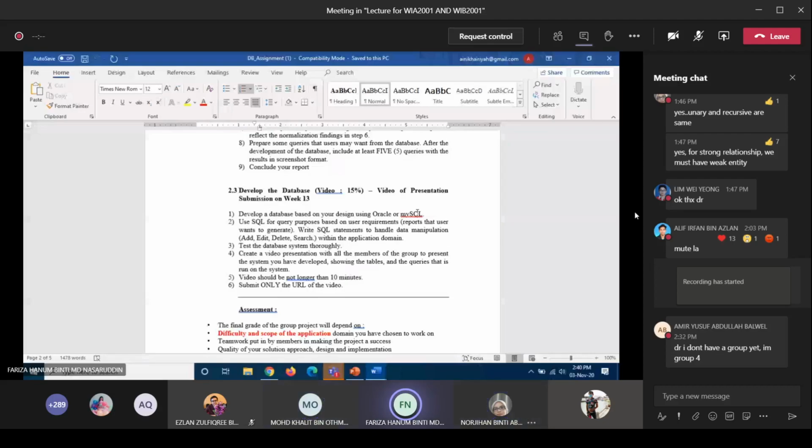But if you want to use MySQL, you will have to do it yourself, because we don't have the capacity to teach you every single DBMS out there. But right now we are only limiting it to Oracle and MySQL.